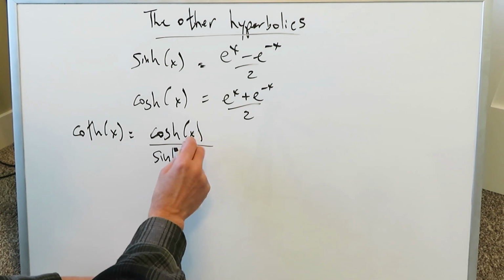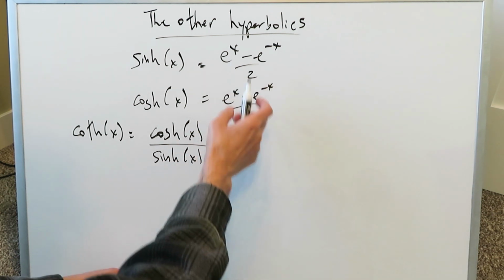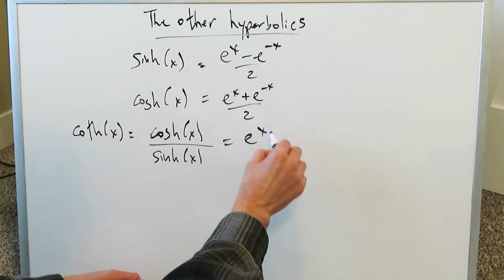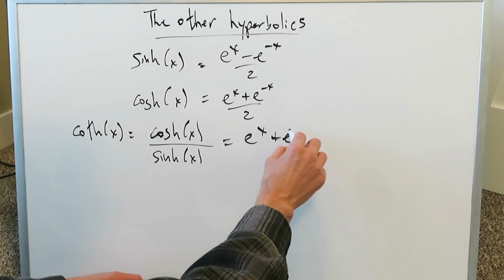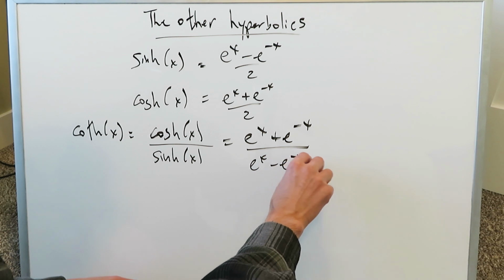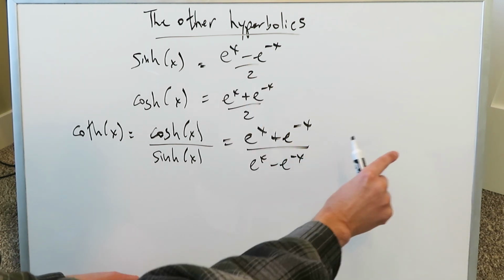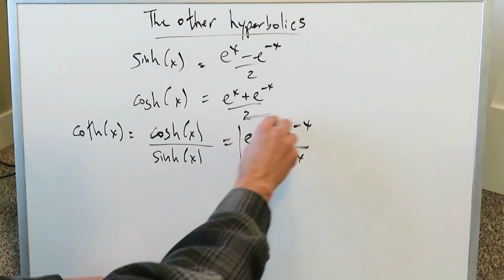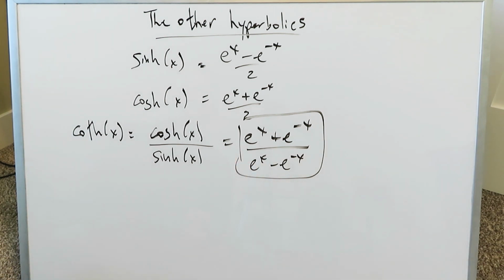You can imagine everything here would be exactly this definition divided by the other definition, with the 2's cancelling out. You'll have e to the x plus e to the minus x divided by e to the x minus e to the minus x. The divided by 2's in both instances cancelled out, and this right here is the definition of the hyperbolic cotangent, and there it is. You've got to keep this in mind.